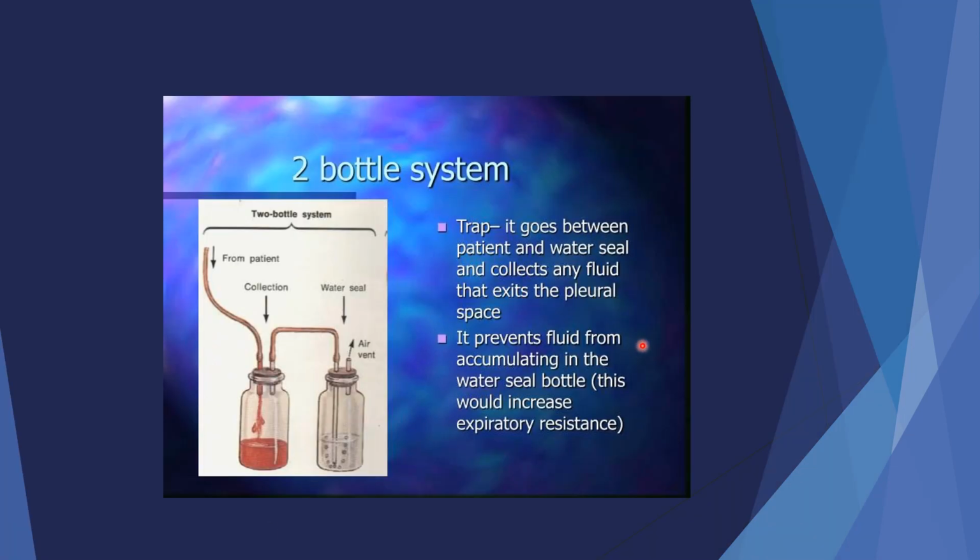So in order to get around that, we now need to add a second bottle. So now we have bottle 1 here, bottle 2 here. We have our chest tube coming from the patient into bottle 1, and you can see it's not submerged. This is going to be purely for collection. We're going to have a seal here, and then a tube coming from that bottle connecting over into our second bottle, and this goes to our 2 centimeters of water.